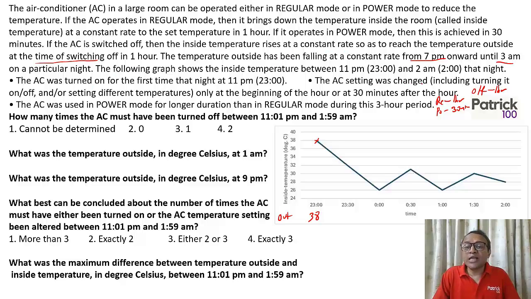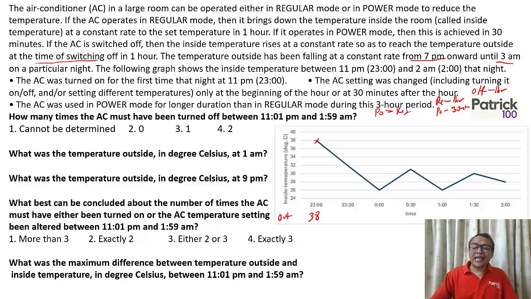The AC setting was changed, including turning on or off, only at the beginning of an hour or at 30 minutes, so at half-hour and 1 hour intervals, right? The AC was used in power mode for a longer duration than in regular mode. So power mode was more than regular mode.